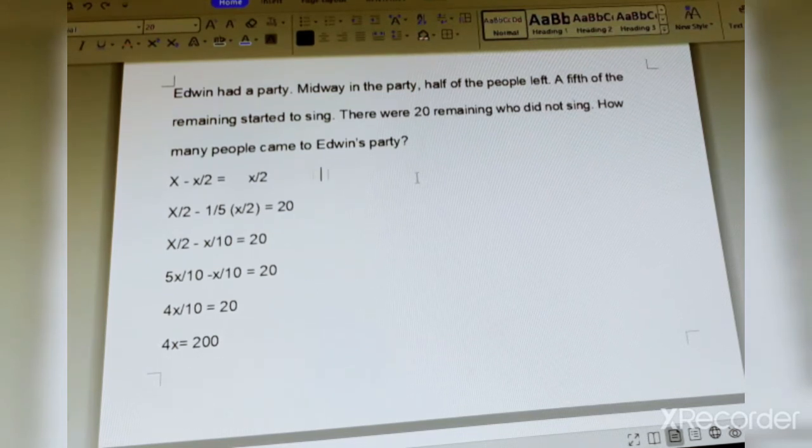So let's continue here at the upper right side. So 4x equals 200. Divide both sides by 4. So 4x divided by 4 is x, and 200 divided by 4 is 50. So our x is 50. So there were 50 people who came to Edwin's party. Okay.